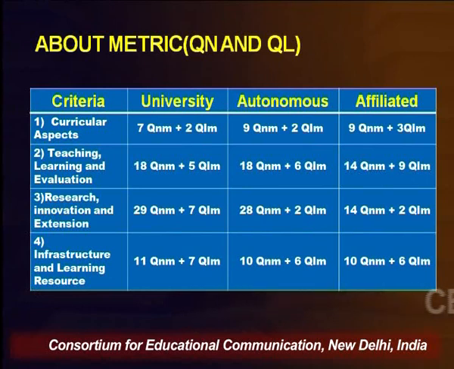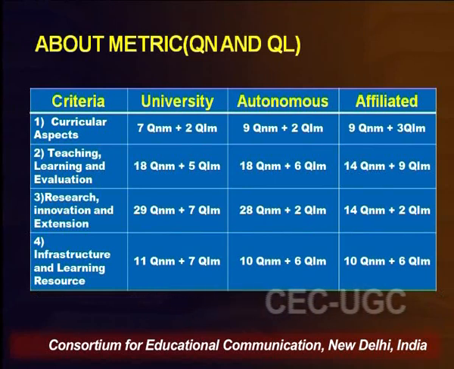The third is your research, innovation and extension. There are about 29 quantitative metrics and 7 qualitative metrics. Out of the 7 criteria, the highest number of quantitative metrics is in criterion number 3, that is research, innovation and extensions. For autonomous colleges, 28 quantitative metrics and 2 qualitative metrics.